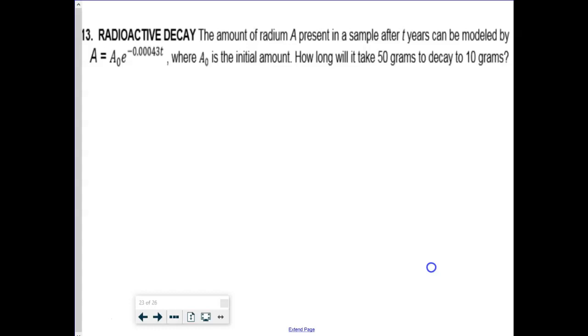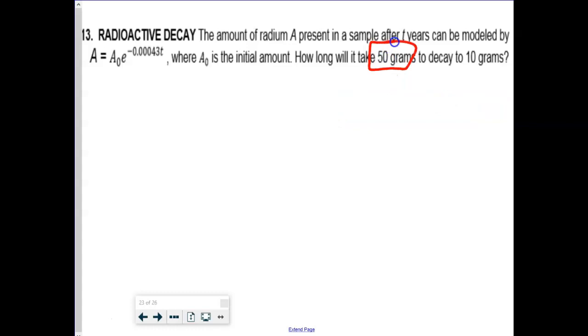All right, so the amount of radium A present in a sample after t years can be modeled by that lovely equation, where A sub naught is the initial amount, and then they want to know how long will it take for 50 grams to decay down to 10 grams. So basically, they took a sample, and they're trying to date it backwards. Earlier, when we did something similar, we used our graphing calculator and estimated via the table or the graph. Well, that's not good enough now, guys. PreCalc, you should be able to answer this pretty accurately based on the equation.